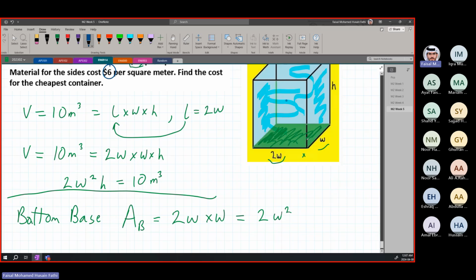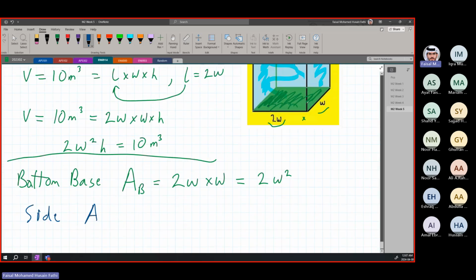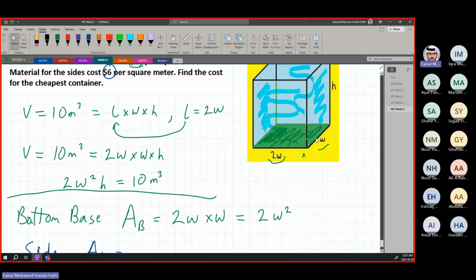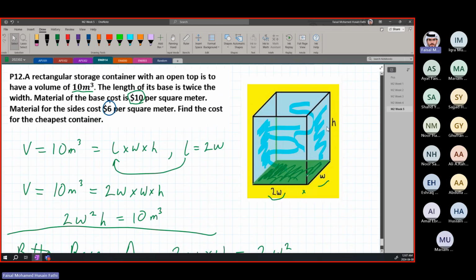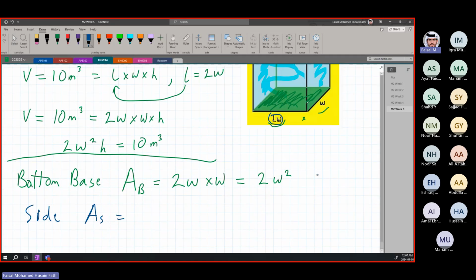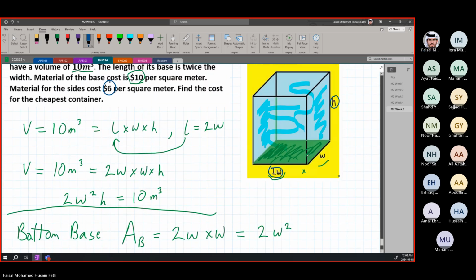And the area of the remaining parts, the side area S, we have two different sides. We have the right and left sides, and we have the front and back sides. The front and back sides are going to be 2W times the height. So the area of side 1, S1, is 2W times the height. And the area of side 2 is equal to W, which is this side over here. Let me change the color so you can see it. This side over here. One second.